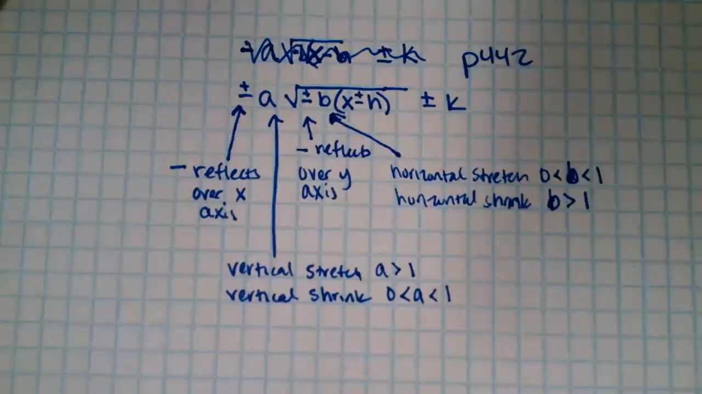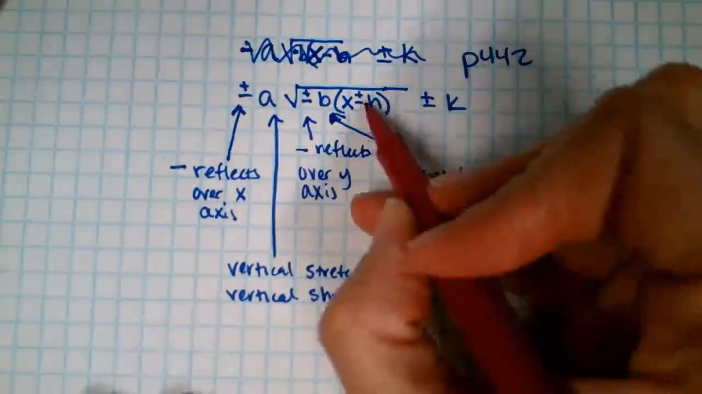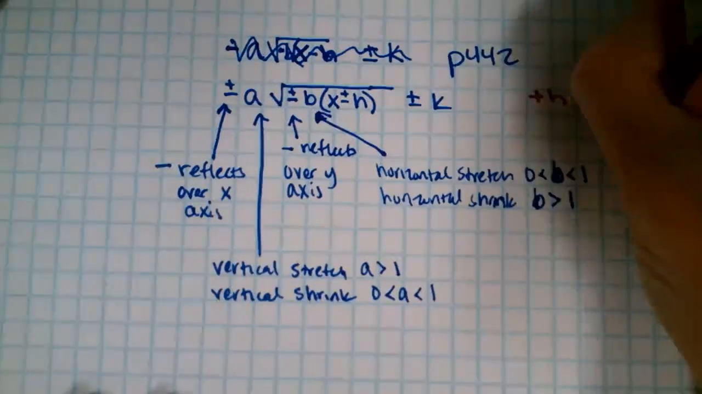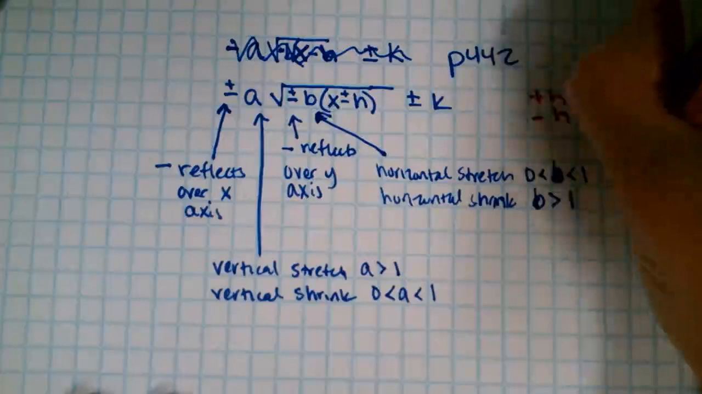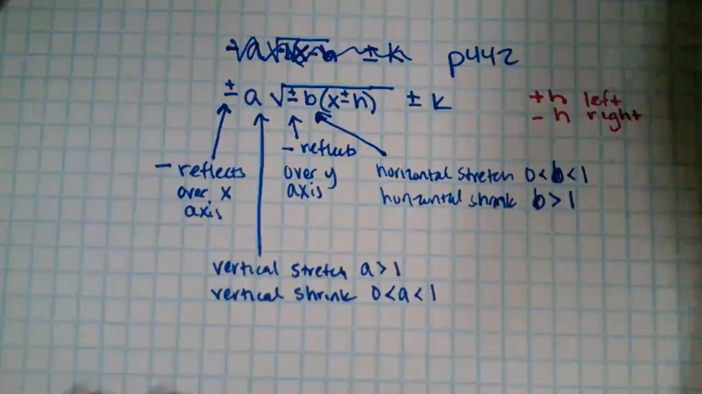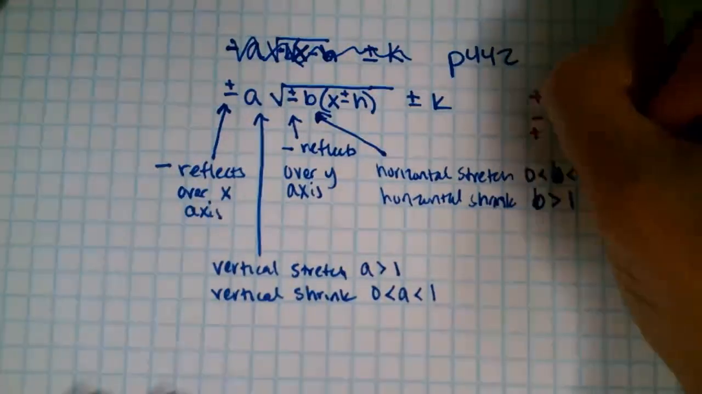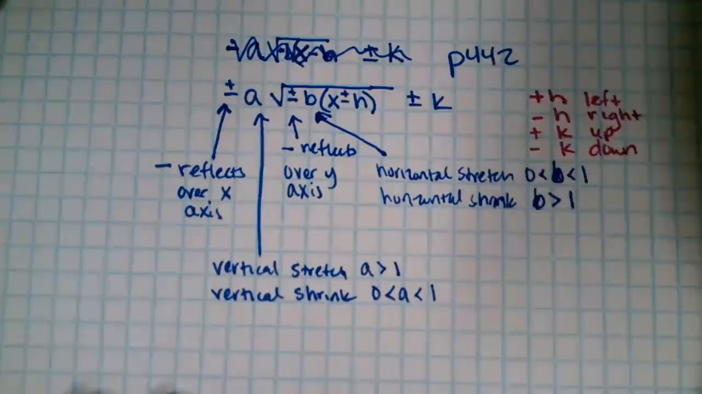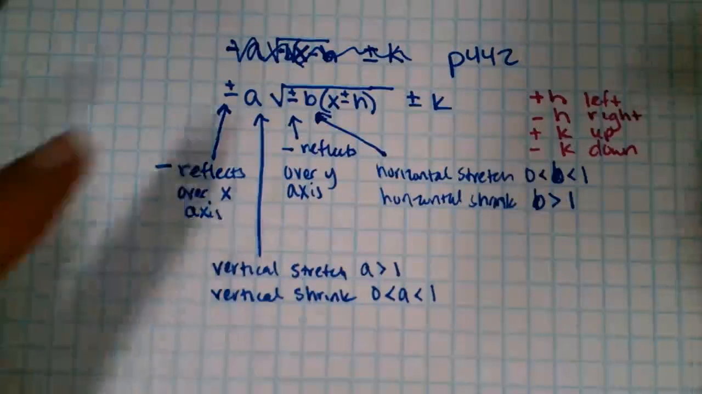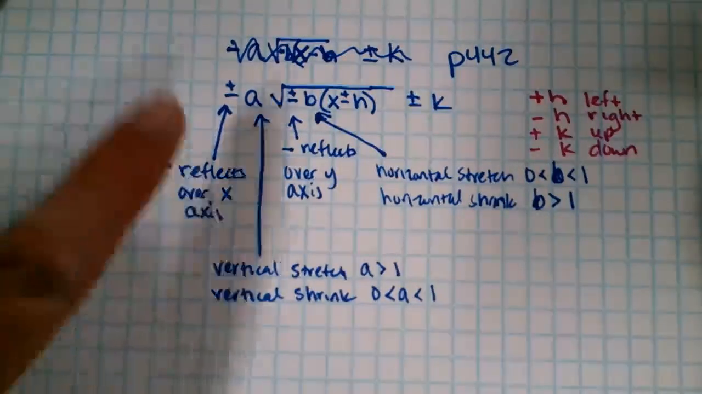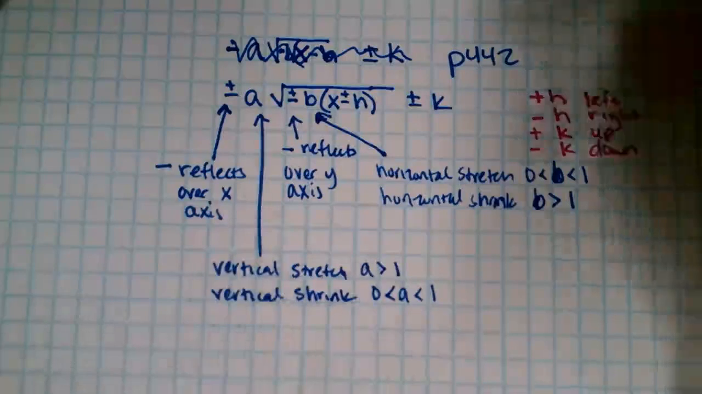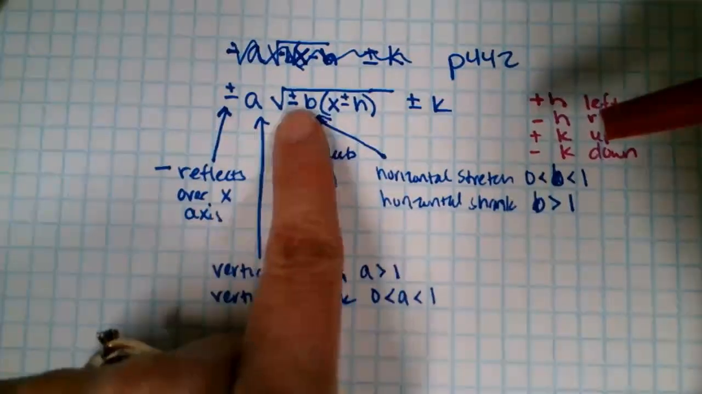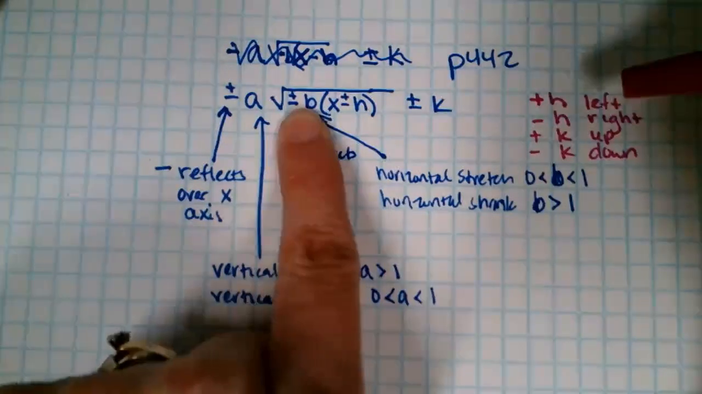Alright, I need another color because this is looking messy. Inside here, if it says plus H, this goes to the left. If it says minus H, it goes to the right. If it says plus K, it goes up. And if it says minus K, it goes down. Those are things we've done all year. This B and the positive or negative inside, that's the new thing.